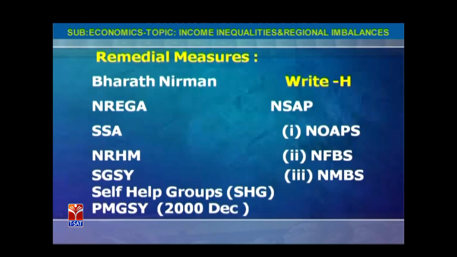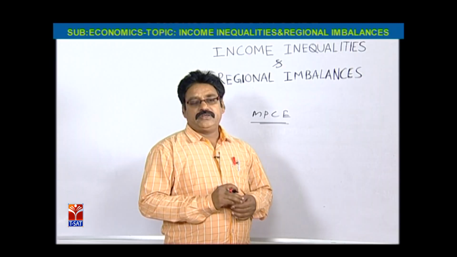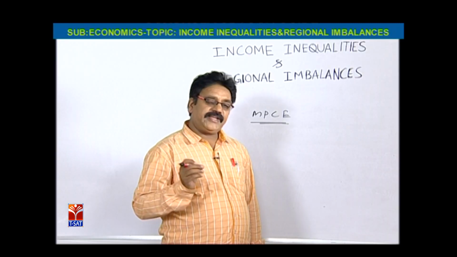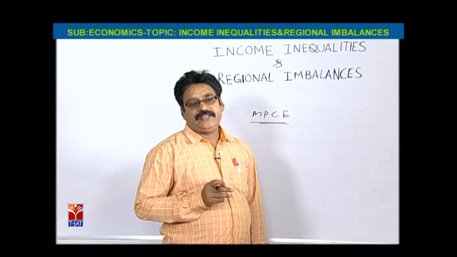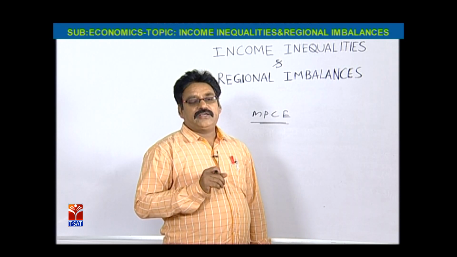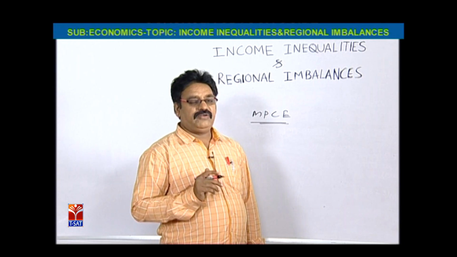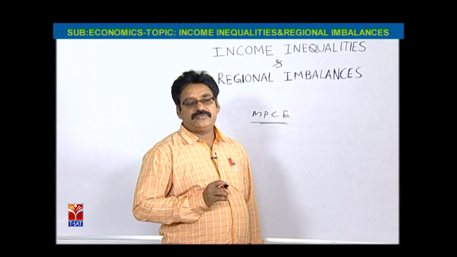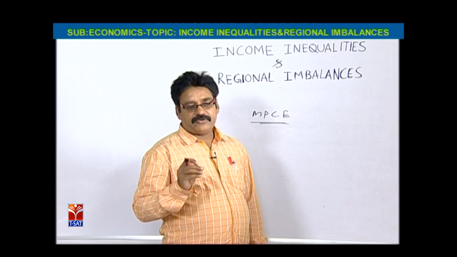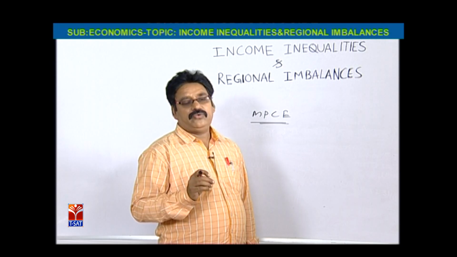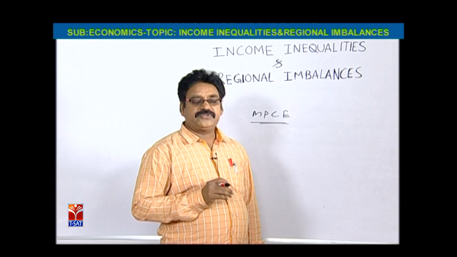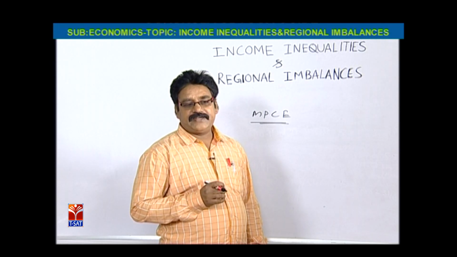SSA, Sarva Shiksha Abhiyan: under the SSA, they are providing education facilities in rural areas. NRHM, National Rural Health Mission: they are providing health facilities. SGSY, Swarna Jayanti Gram Swarozgar Yojana, and self-help groups in rural villages. We observe that self-help groups, by providing some micro credit facilities to the groups, can improve their living standards.